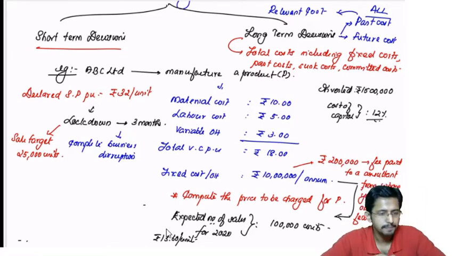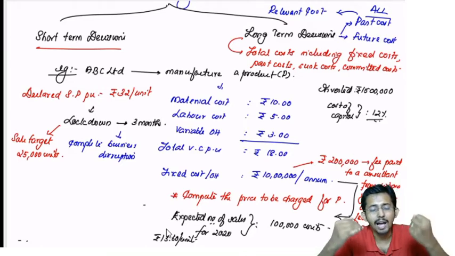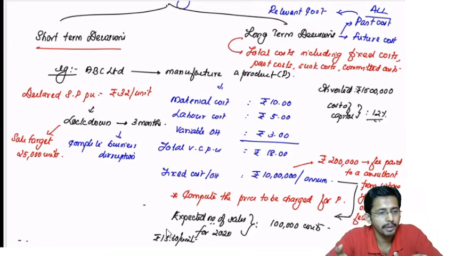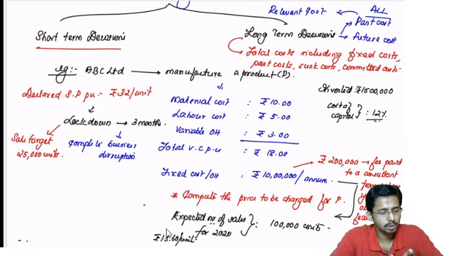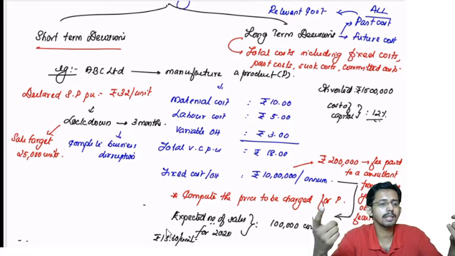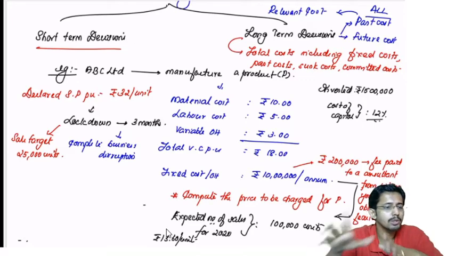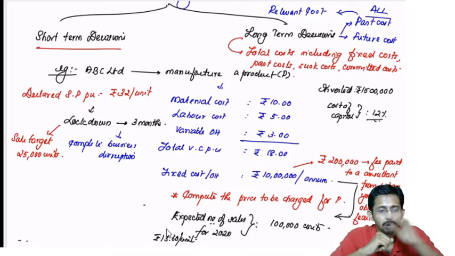Now, this 2 lakh includes rent. This 2 lakh includes salary to your administrative staff. Then this 2 lakhs includes a lot of other cost which you cannot avoid. Whether it is lockdown or whatever, you need to pay the rent. So whether you reduce your price to 20 rupees or whether you increase your price to 32, whatever you do, that rent has to be paid. It is a committed cost.